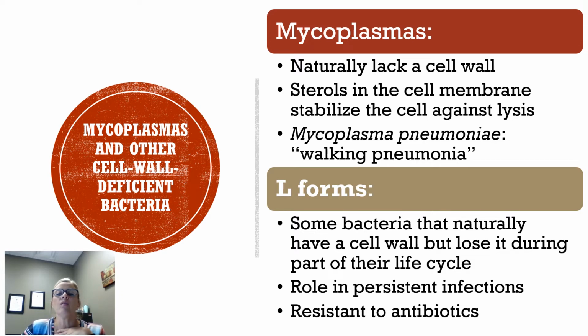And then we have L forms, and these have a cell wall, and then they actually shed their cell wall as part of their life cycle later on. And so these are often responsible for persistent infections, which means those infections that don't want to go away, and they can also be antibiotic resistant.